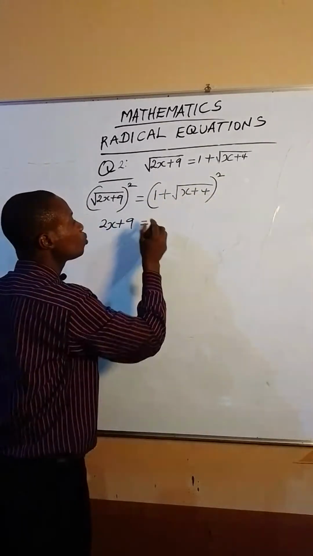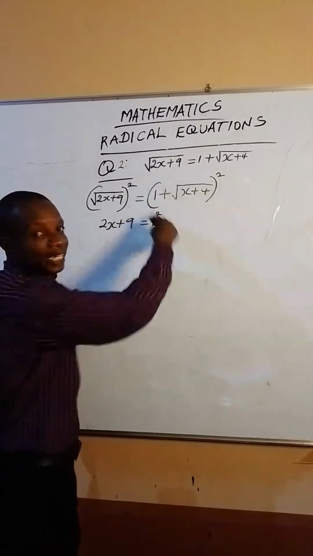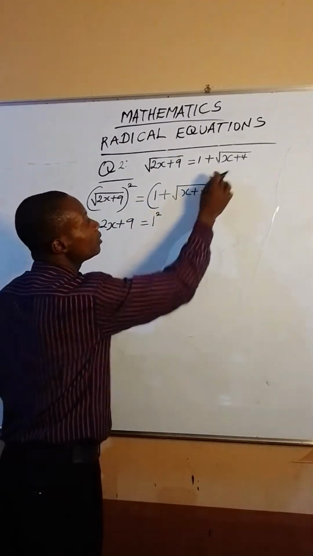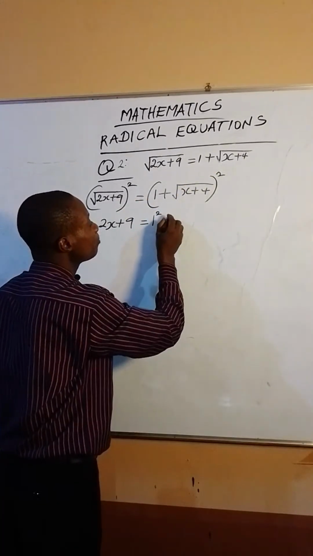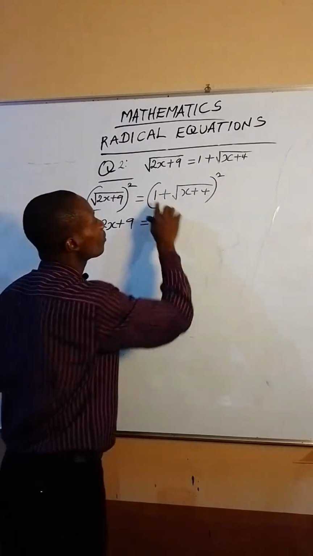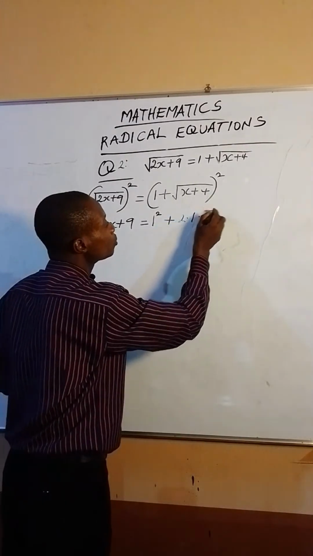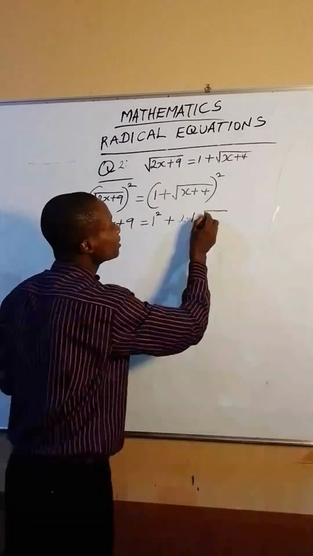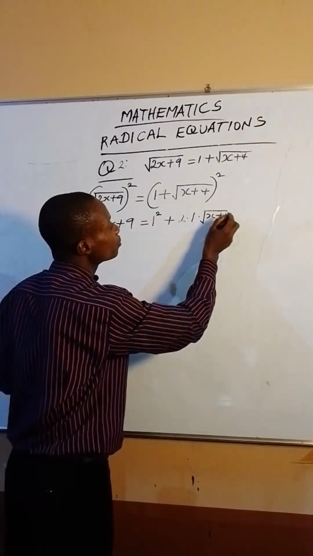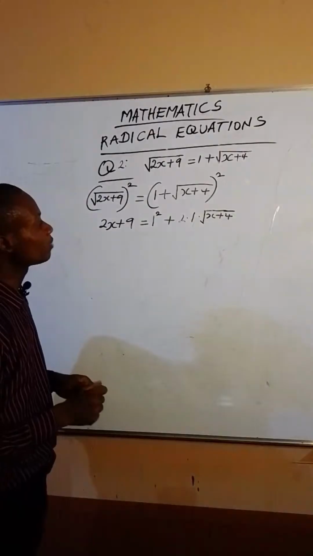Okay, we take the 1 square first. Then we multiply everything you can find here. Just multiply these 2. This is now plus. If it was minus, we would have minus, but now it will be plus 2 dot 1 dot root x plus 4. This is what we are going to expand it to be.